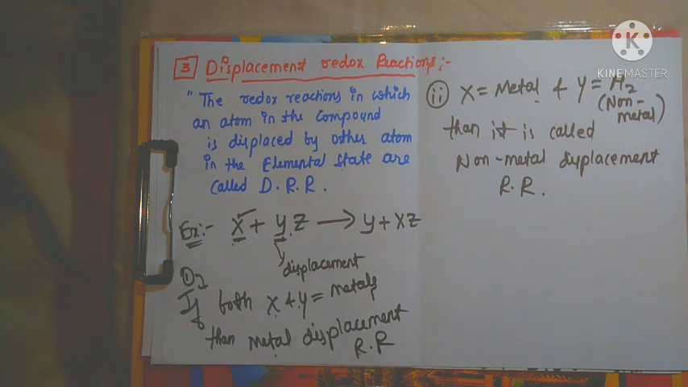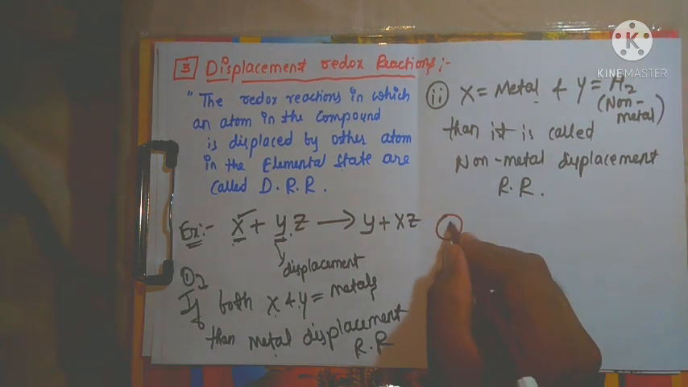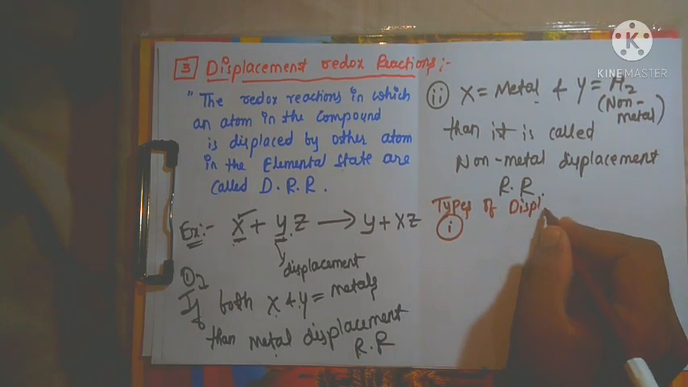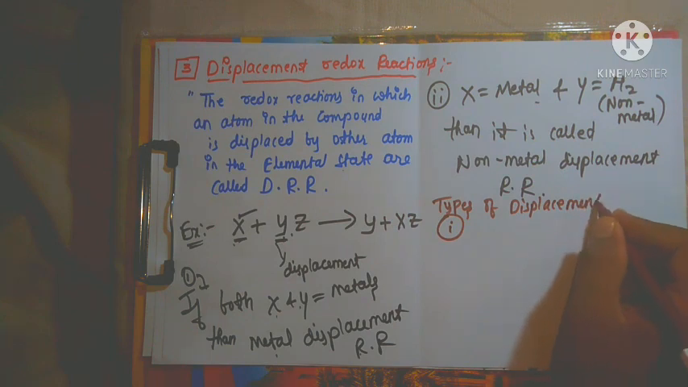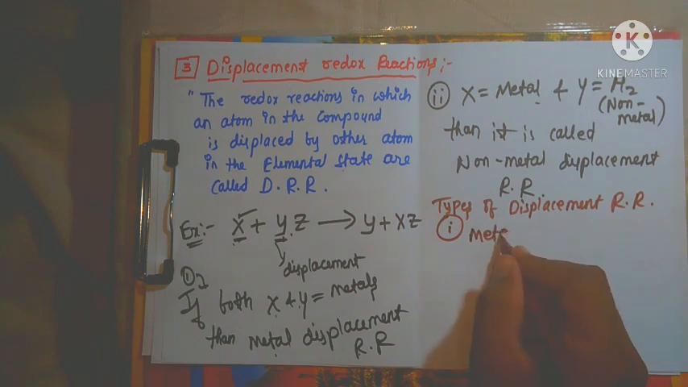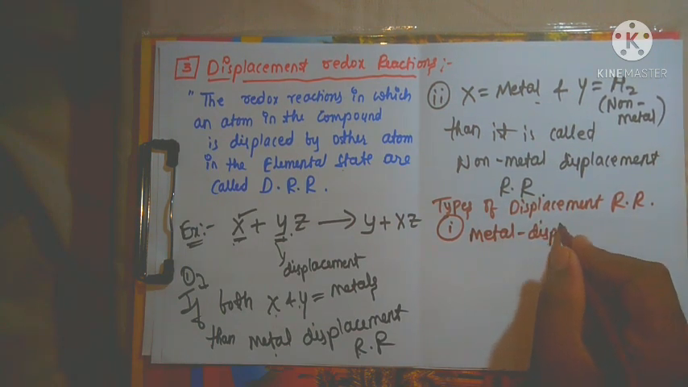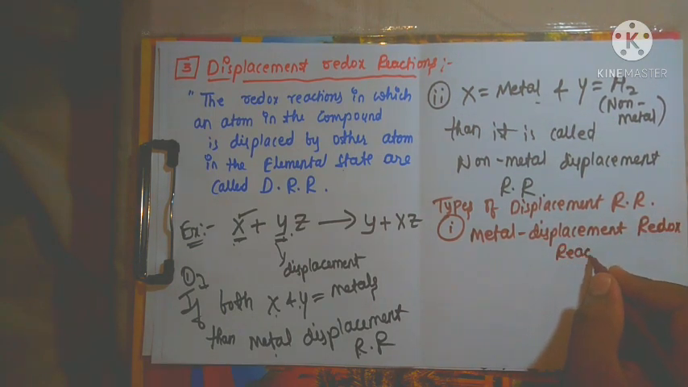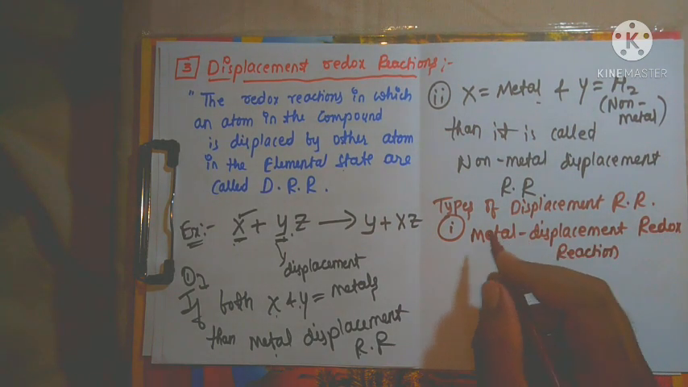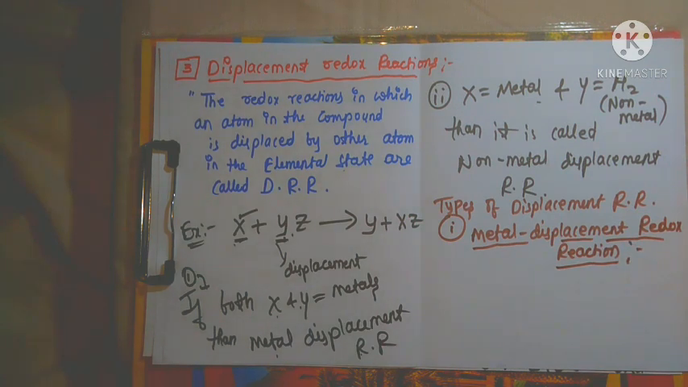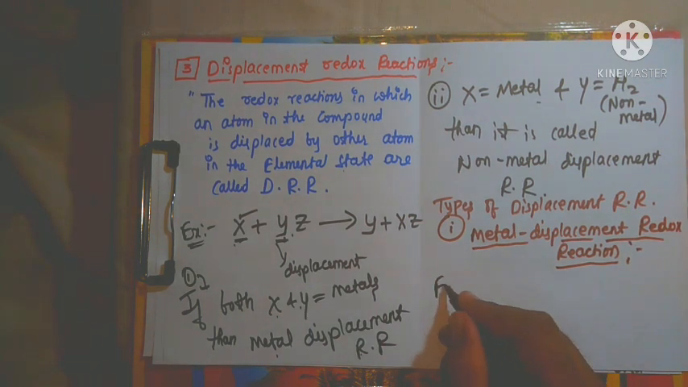First we will discuss the types of displacement redox reactions we are studying. In that, first we will discuss the metal displacement redox reaction. Now just check here, I am writing a general example. First we will see the example, then we will go for the definition.